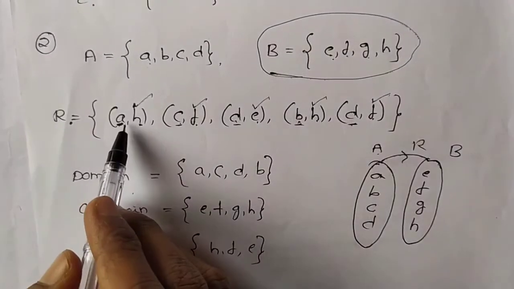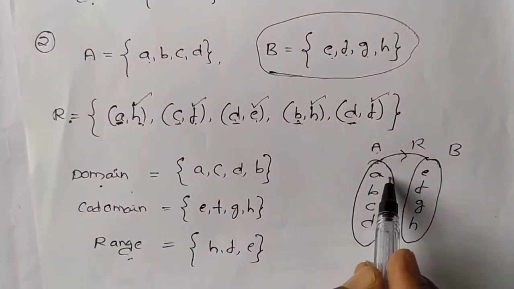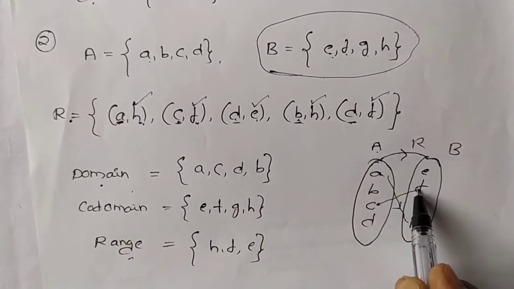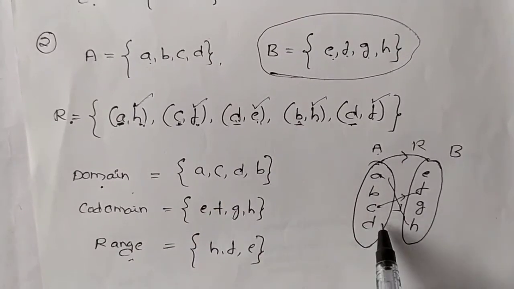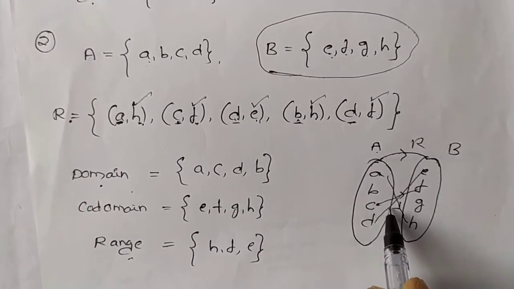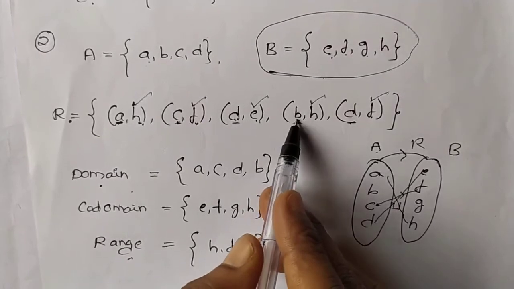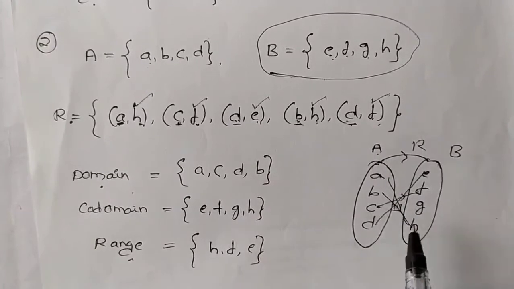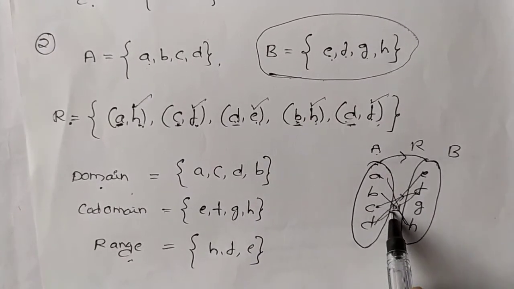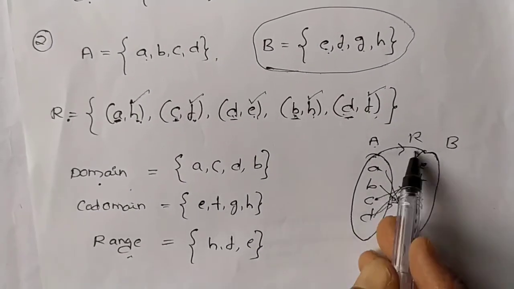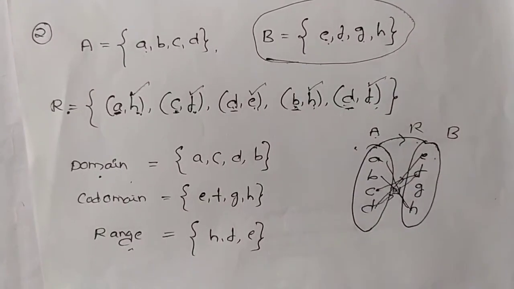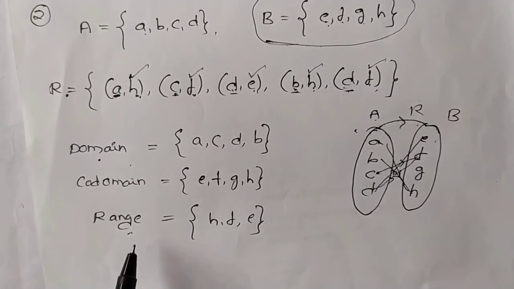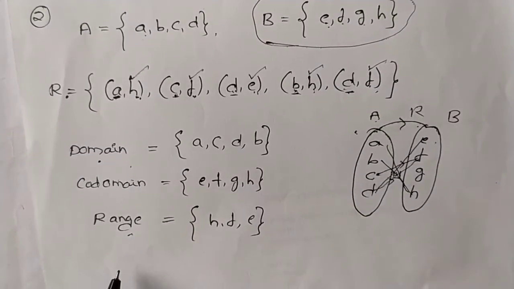Okay. Relation, what have we defined? AH. Next CF. Next DE. Next BH. Next DF. It is a relation R from a non-empty set A to a non-empty set B. I hope you understand the concept of finding the domain, codomain, and range in a relation.